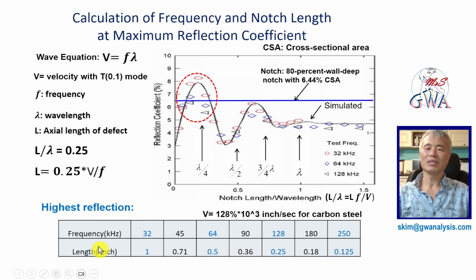This table summarizes the operating center frequency depending on the axial length of the defect. If the defect has a half-inch axial length, 64 kHz has the maximum reflection coefficient. If the defect is accumulated peeling corrosion, the axial length of the peeling corrosion is smaller than 1/8. In this case, a high frequency of 120 to 250 kHz is best for finding this kind of defect.